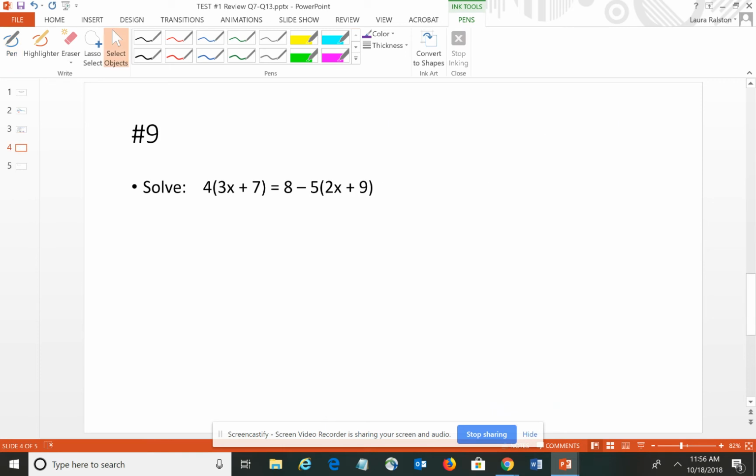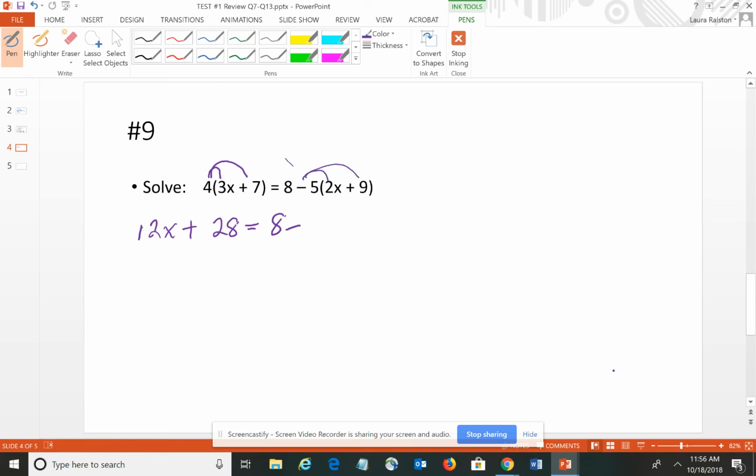Number 9 asks us to solve an equation. And the first thing I want to do is to eliminate the parentheses. So I'm going to distribute. Okay. So 4 times 3x, 4 times 7 gives me 12x plus 28. That equals 8 minus, and then I need to distribute the minus 5.